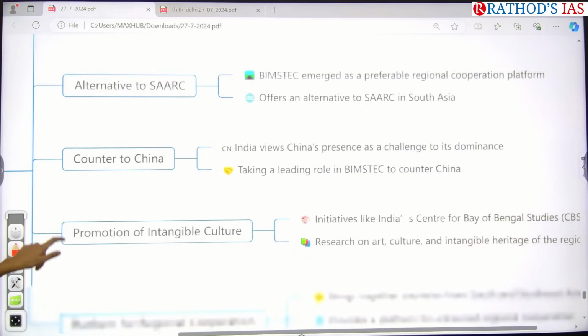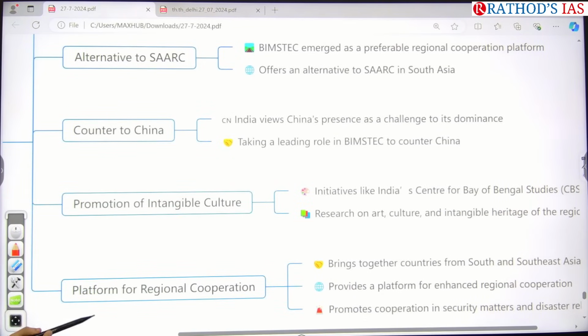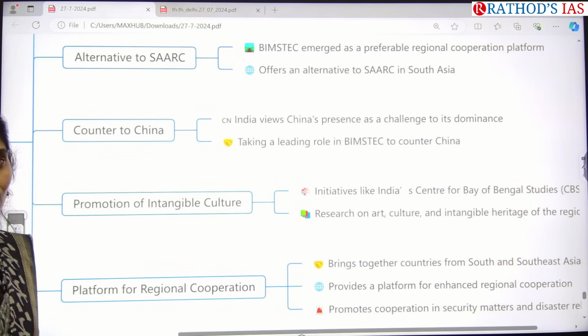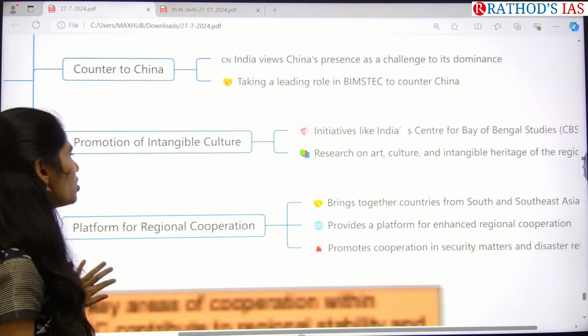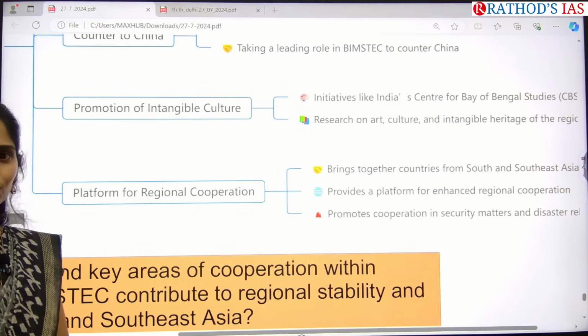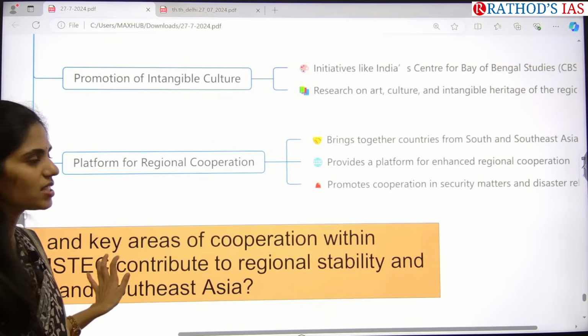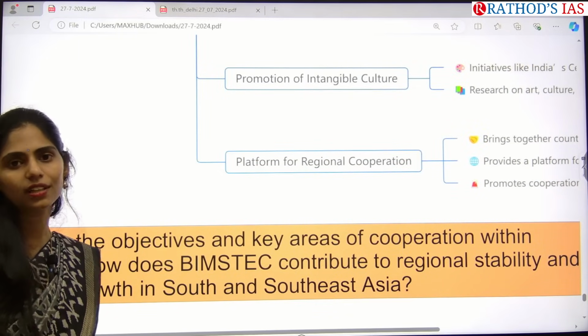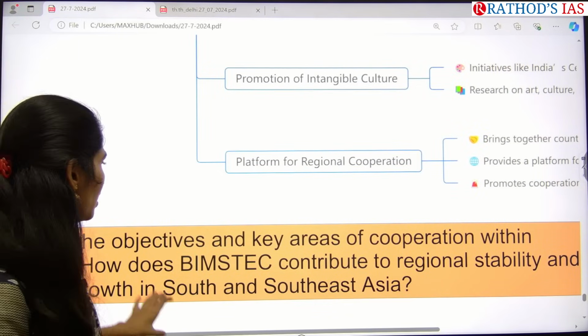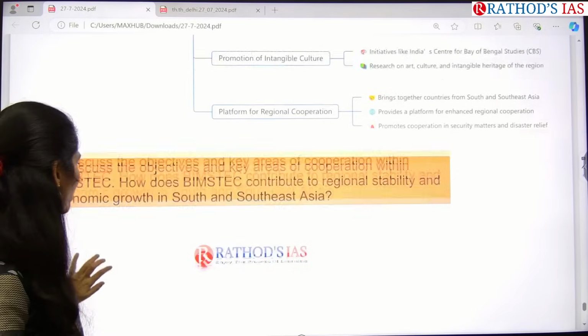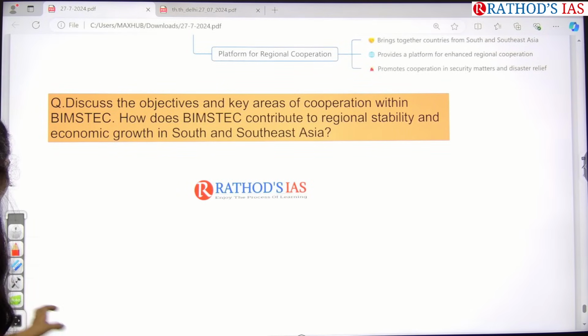And next one is, it is also helpful to counter China so that we can increase our influence in the Southeast Asian nations, and we can also promote our intangible culture through this BIMSTEC. And it is a platform for promoting regional cooperation in these countries. I gave you one mains question here, so try to answer this question.